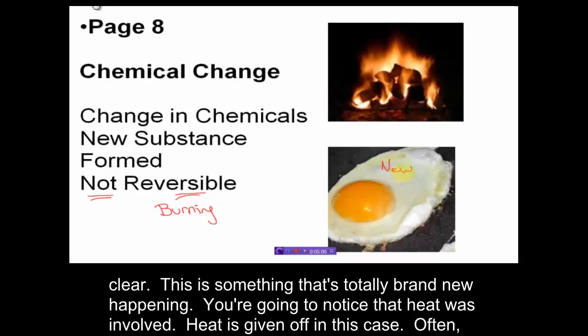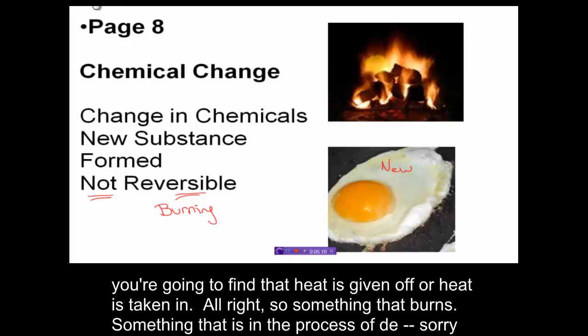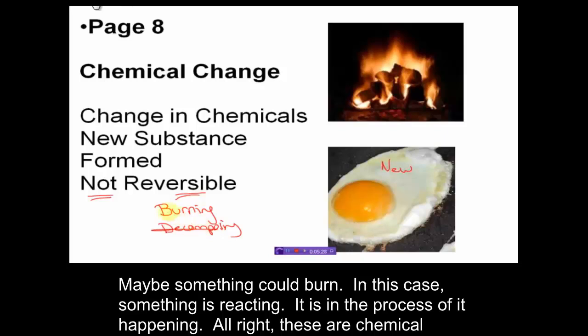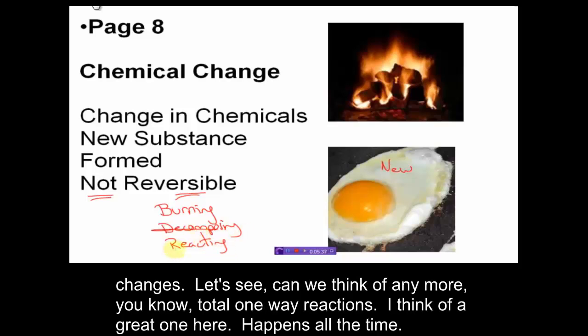You're going to notice that heat was involved. Heat is given off in this case. Often you're going to find that heat is given off or heat is taken in. All right, so something that burns, something that is in the process of decomposing. You'll notice when I said chemical properties in the past, I said something could decompose, maybe something could burn. In this case, something is reacting. It is in the process of it happening. All right, these are chemical changes.